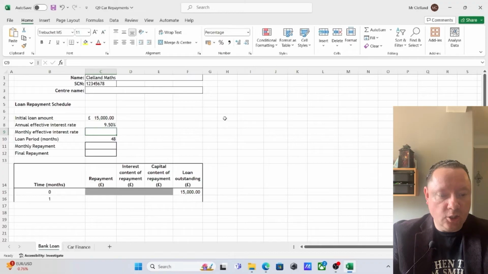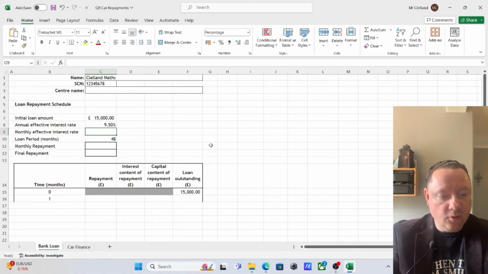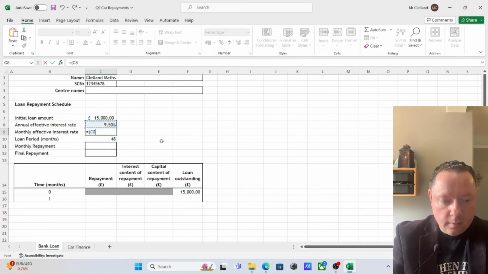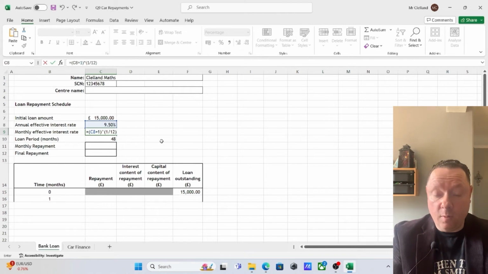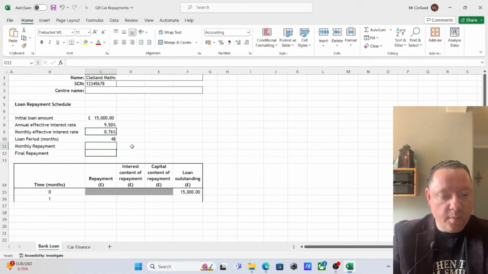Okay, so here is the spreadsheet. We've got some boxes to fill in and then find a final repayment. So first of all, the monthly effective interest. To work out monthly, you start off with equals this cell plus 1 to the power of 1/12. And then we need to take away 1 at the end again. And you get 0.76%. Monthly repayment amount, well, we don't know it, so let's just make a number up. 300. Final repayment amount we'll come back to.